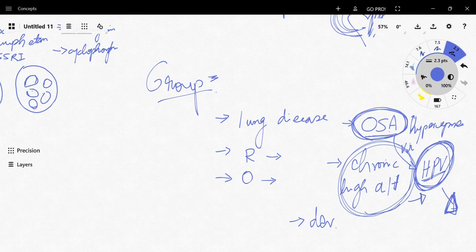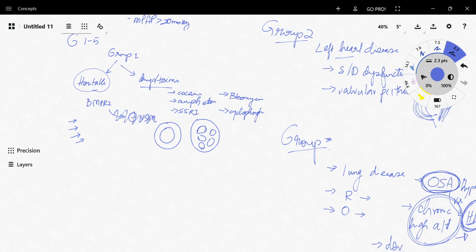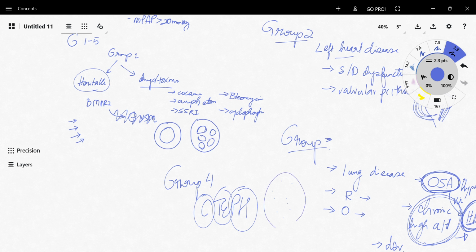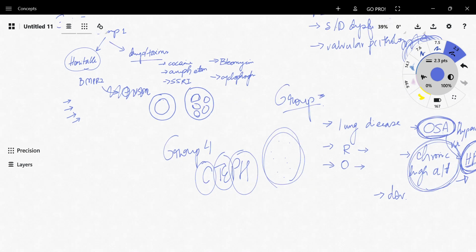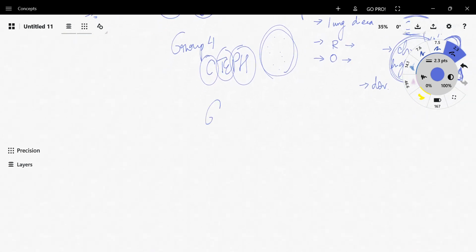Right, now group 4 is going to be what we call CTEPH, which is chronic thromboembolic pulmonary hypertension. Basically, there's going to be thromboemboli in the pulmonary vasculature, and that is the main cause of the hypertension. And group 5, this is an interesting group. Group 5 is going to be basically anything that is either multifactorial or when the mechanism is unclear.